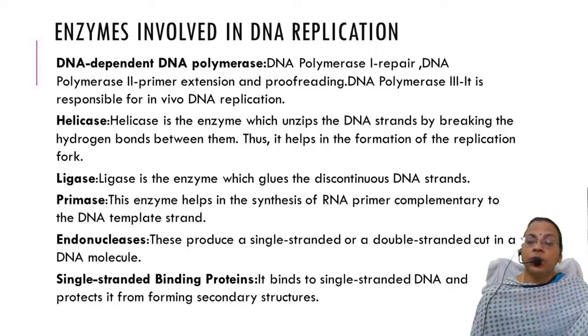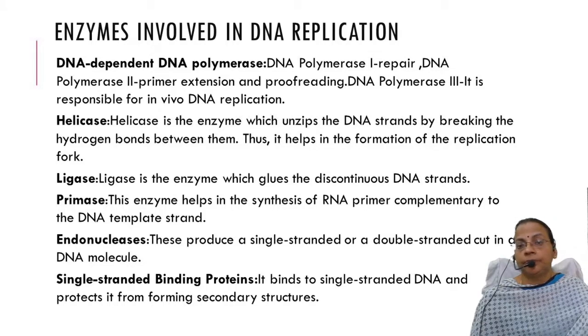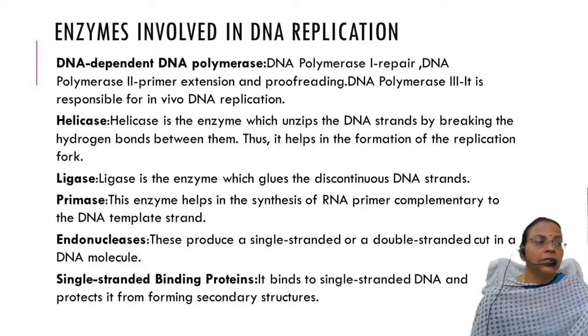So this enzyme will prevent the recoiling tendency of the double-stranded DNA. Then there is another enzyme that is called primase. Here, the DNA polymerase enzyme, especially DNA polymerase 3, cannot initiate the DNA polymerization. That means it does not have 5'3' endonuclease activity.